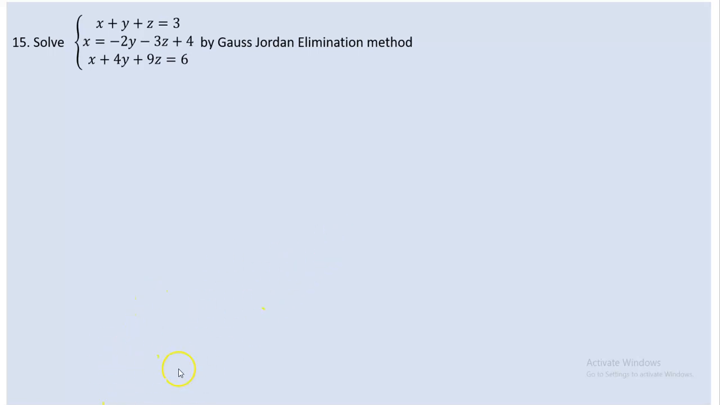Okay, students, now again we are having a system of linear equations here. We are having three equations with three unknowns. So we are going to solve this using the matrix approach, but the method is the Gauss Jordan elimination method. I'm going to show you how that can be done.